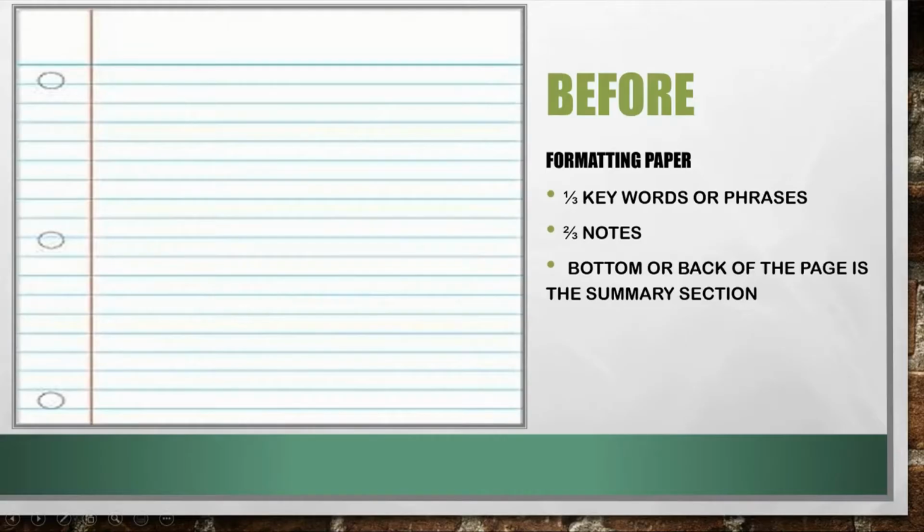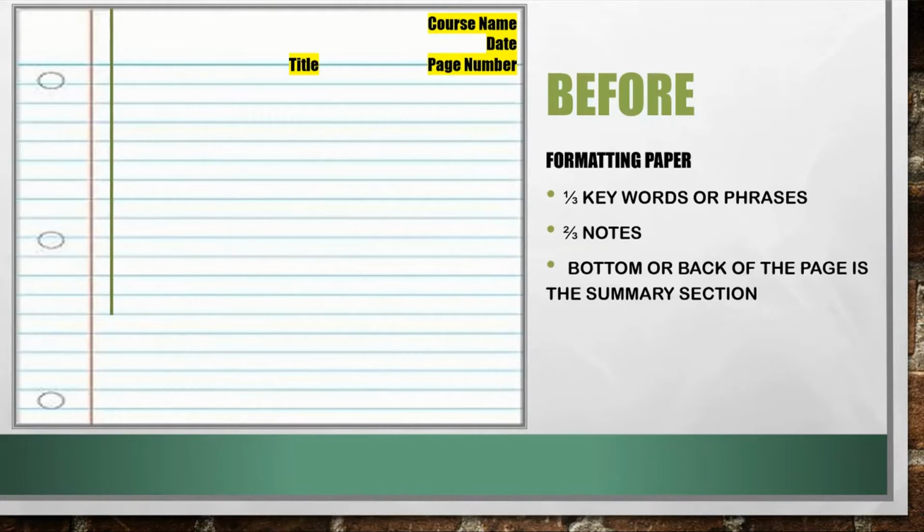BDA strategy before is all about setting up your notes at the beginning of class. If possible, try to get to class early. Give yourself some time to format your notes. Basic information like title, course name, date, and page number can help keep your notes organized and in chronological order. Then format your paper, 1/3 by 2/3. 1/3 will be for review. The 2/3 section is for your notes.